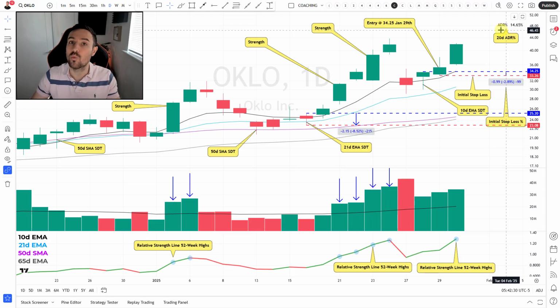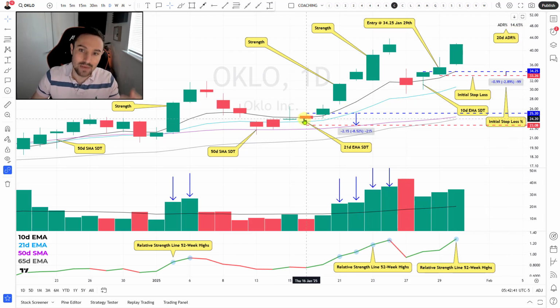Now what does that tell you and why is that useful? Because it's telling you the average daily range percentage of the stock, excluding gaps, over the last 20 days is 14.65%. Now it wouldn't have been this high back here, but just for the purpose of this video to teach the concept, we'll just imagine that it was 14.65%.